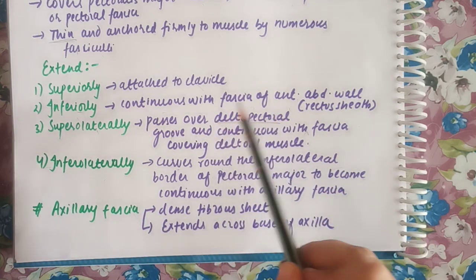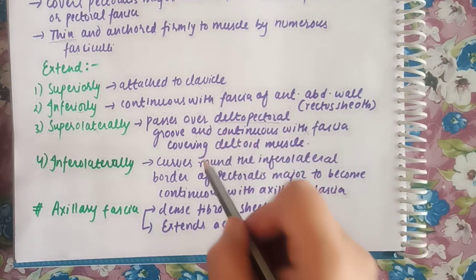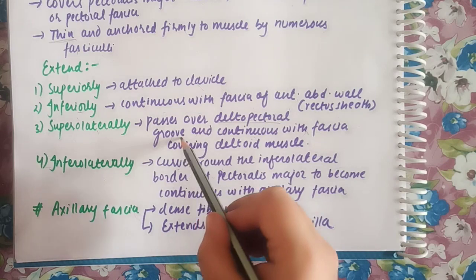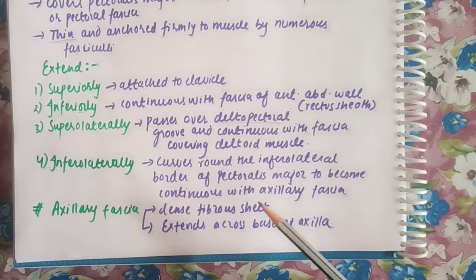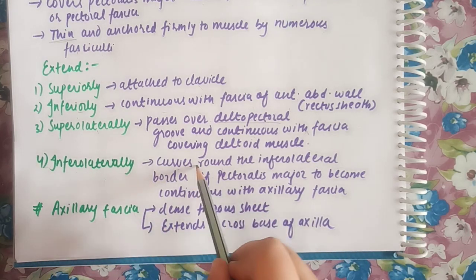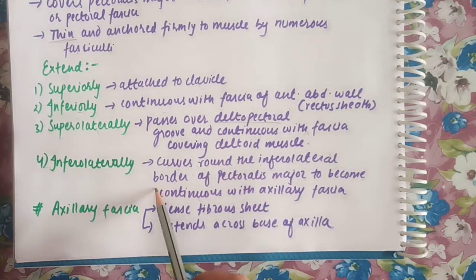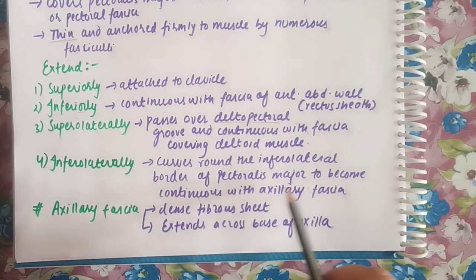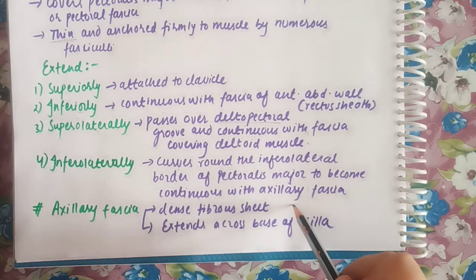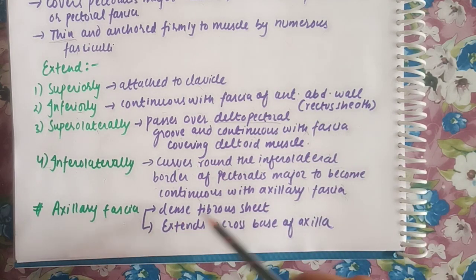Now the deltopectoral groove is the groove present in the pectoral region around the deltoid muscle. So it passes into the deltopectoral groove and is continuous with the covering of the deltoid muscle. Inferolaterally it curves over the inferolateral border of pectoralis major and becomes continuous with the axillary fascia. Now what is the axillary fascia? It is a deep fibrous sheet and it extends across the base of the axilla.